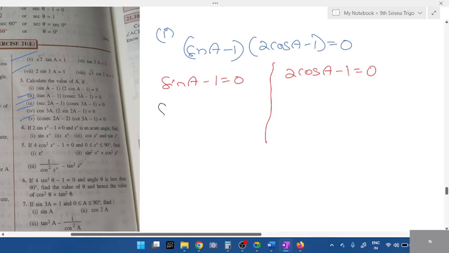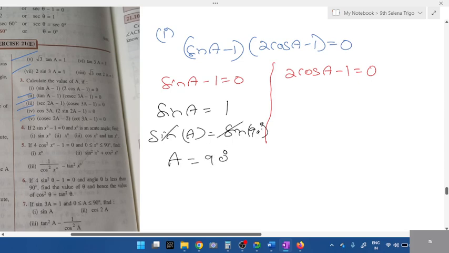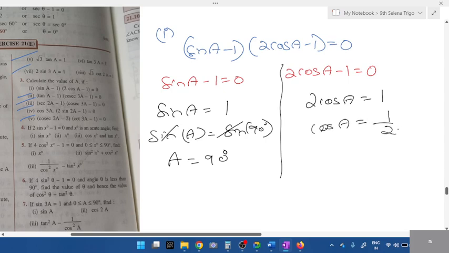This is a separate question. Think of it as separate. Sin A is equal to 1. Which one gives 1? Yeah, sin 90. So what is A? 90. Try the next one. Yeah, try cos, students. Okay, cos of what gives 1 by 2? 60 degrees. Cos 60. What is angle A?